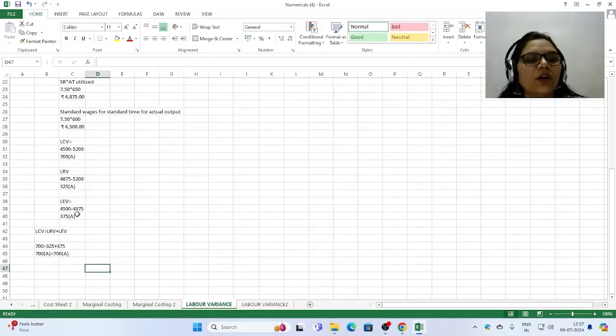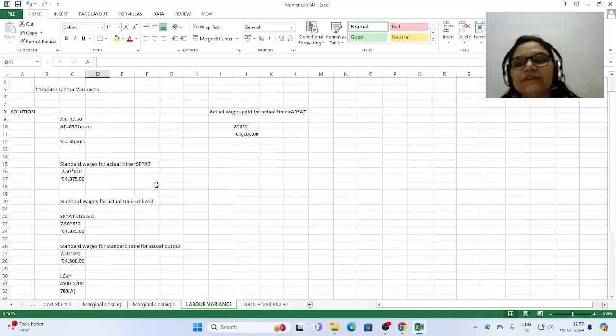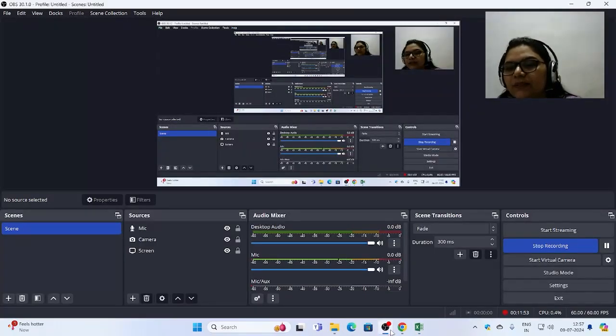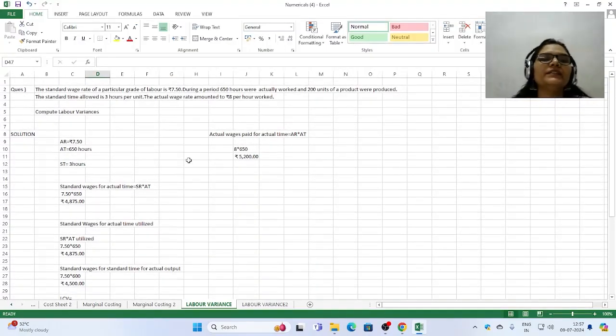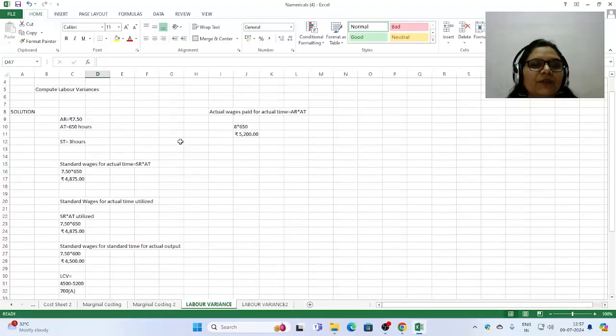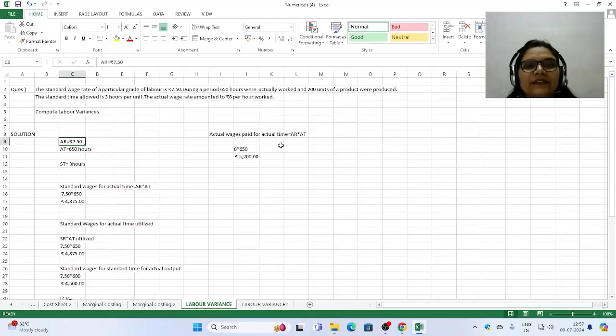So this is all your labor variances. If you have not understood the question or there is some confusion in your mind, let me explain again. In this question, we have to calculate labor variances, as there is a single composition of labor, meaning no kind of labor is mentioned. So we will take out only three kinds of variances: labor cost variance, labor rate variance, labor efficiency variance. Now, see, in this question, we have to calculate first. Actual rate is 7.50.